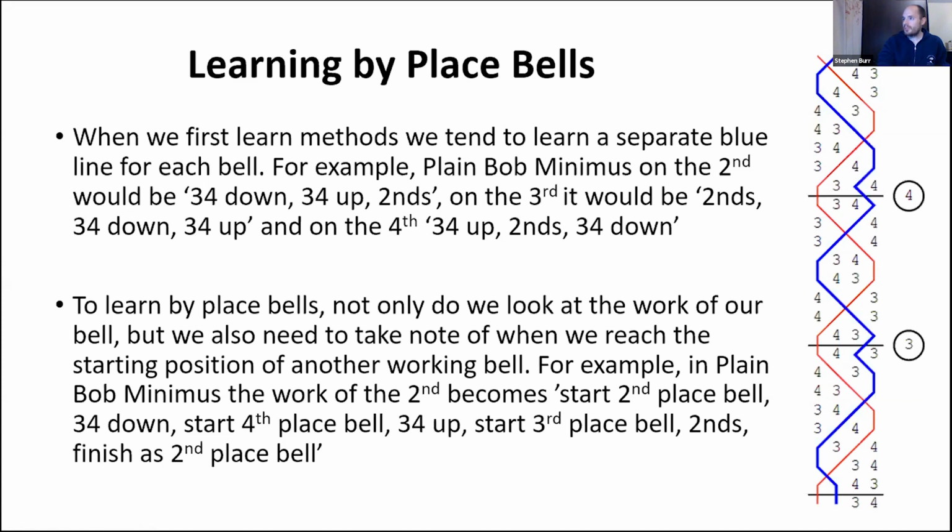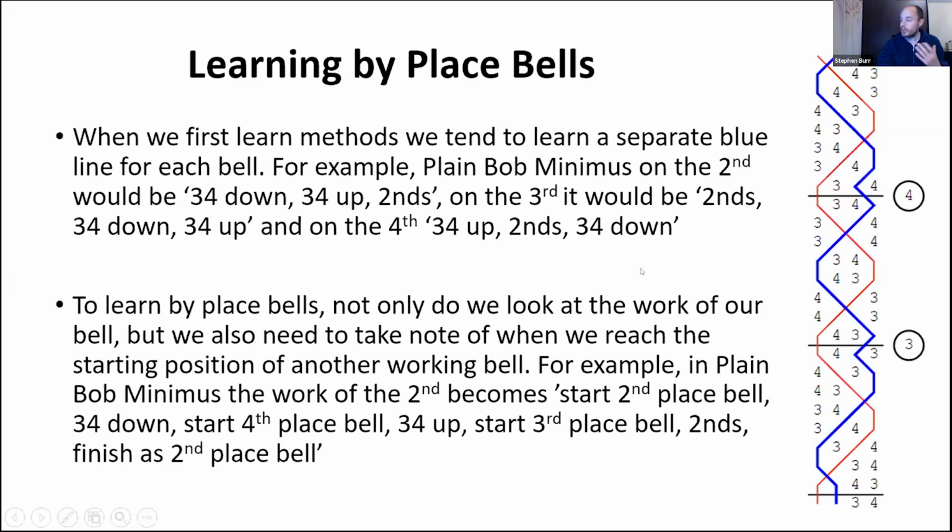So what do we mean when we say learning by place bells? Why do we think place bells are so important? Well, when we first learn methods at the start of our method ringing careers, what we tend to do is learn a separate line for each bell. For example, ringing plain bob minimus on the left here, most people would think of the second as this string of work. So we'd have 3/4 down, 3/4 up, and seconds. And then we'd know that on the third, we start with seconds, then we do 3/4 down and 3/4 up. But then if we're told to ring the fourth, we then think, okay, well, on the fourth, I do 3/4 up, seconds and 3/4 down.